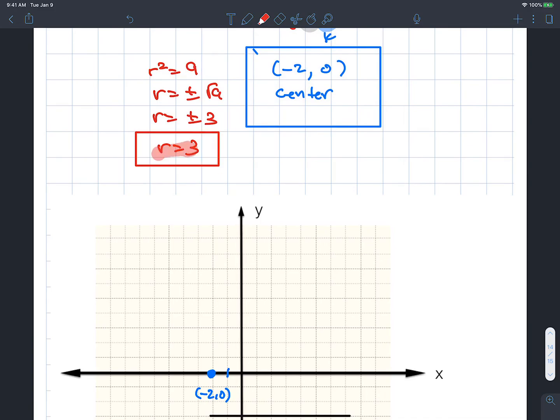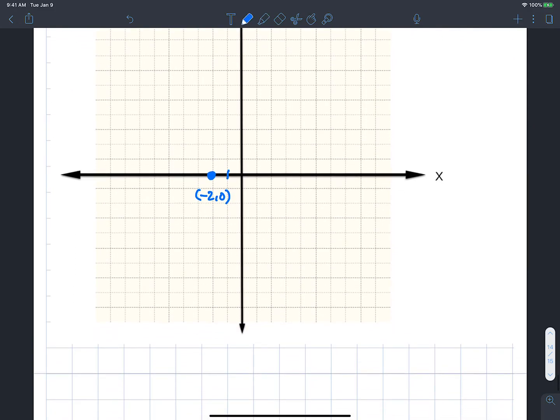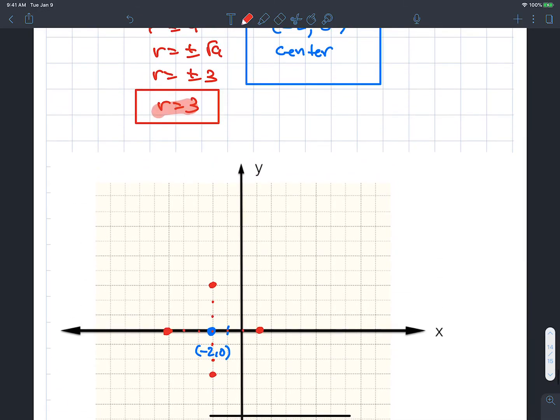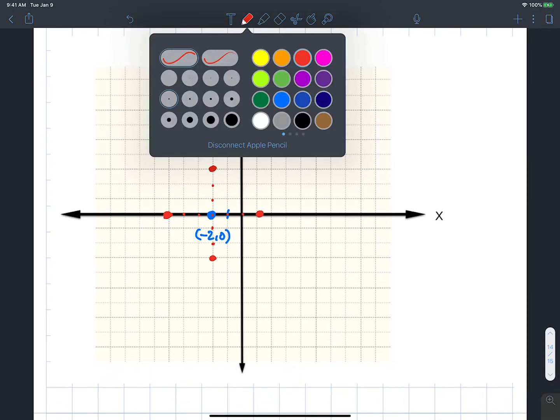So what that means is I'm going to go to the right and left 3 units. 1, 2, 3. And to the left from the center. 1, 2, 3. It's a circle from the center. 1, 2, 3 units up, and then 1, 2, 3 units down. Because it's a circle, you go to the right, left, up, and down, the same constant value called r, and it's 3 in this case. So we get to now draw our circle.